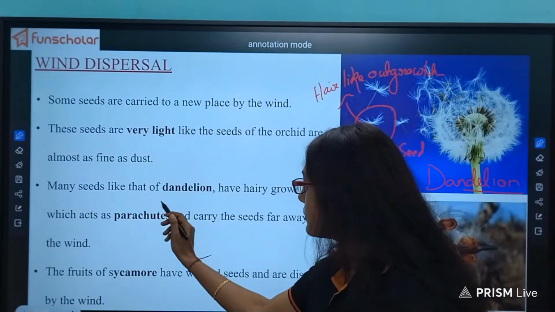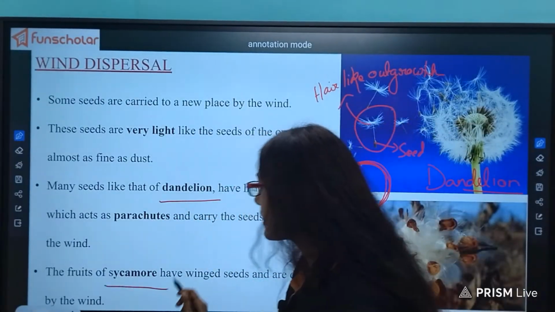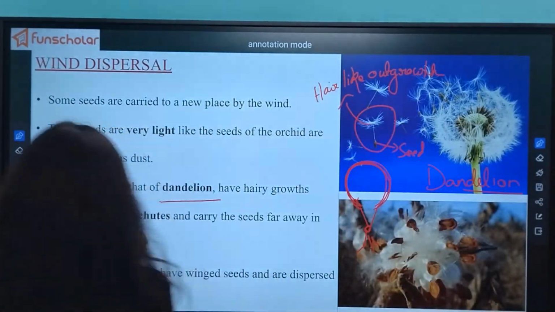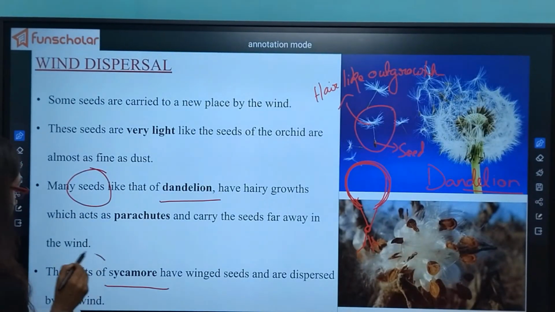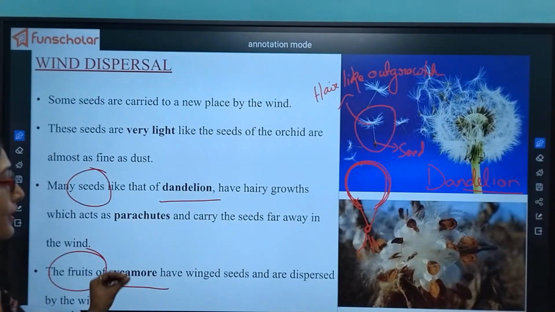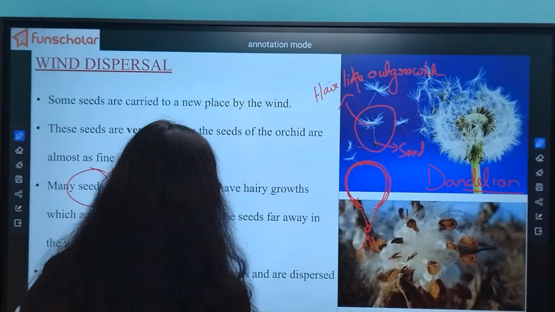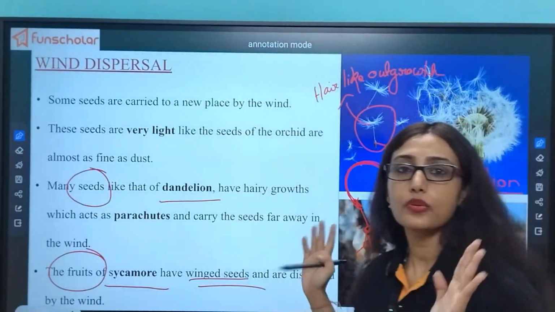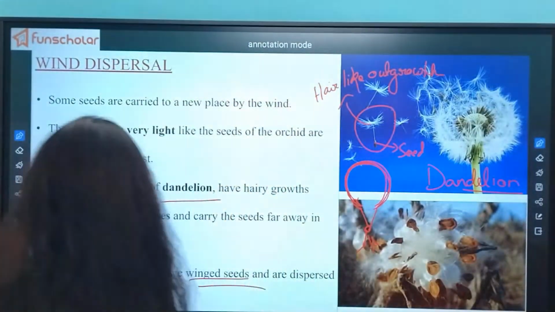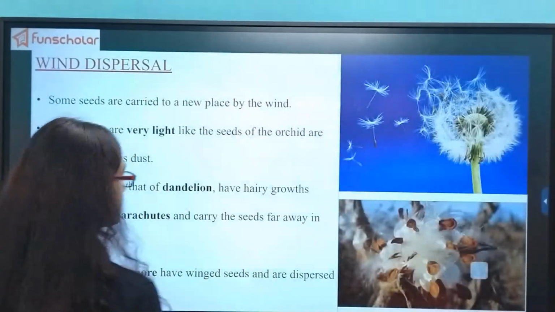Dandelion is one example, sycamore another example. Here the seeds are carried in the case of dandelion, and in sycamore the fruits are very light. That's why they have winged seeds and are dispersed by the wind from one place to another. Okay, now next.